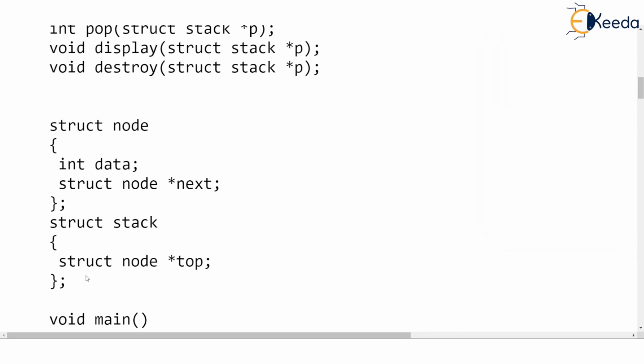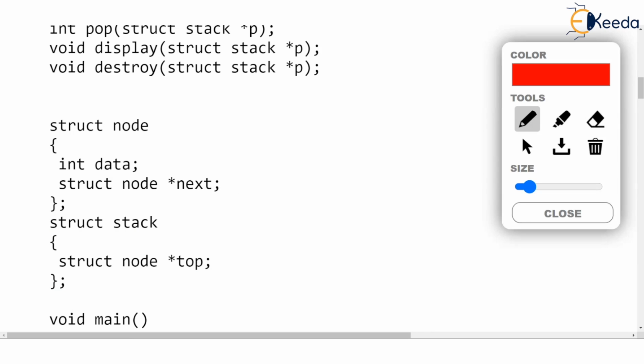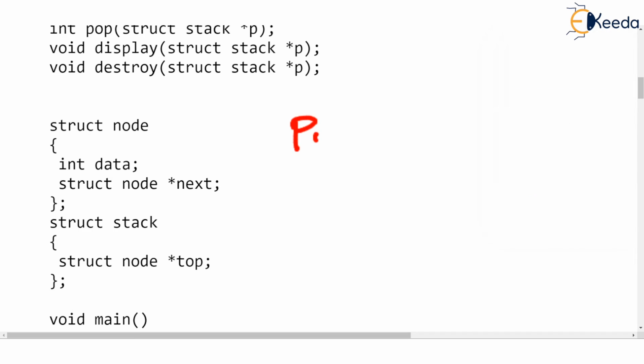Now there are two major operations which we can perform on the data structure stack. First one is called push operation. Basically push means we are adding a new data in the stack, and the other operation is pop. Basically pop means we are removing a data from the stack.